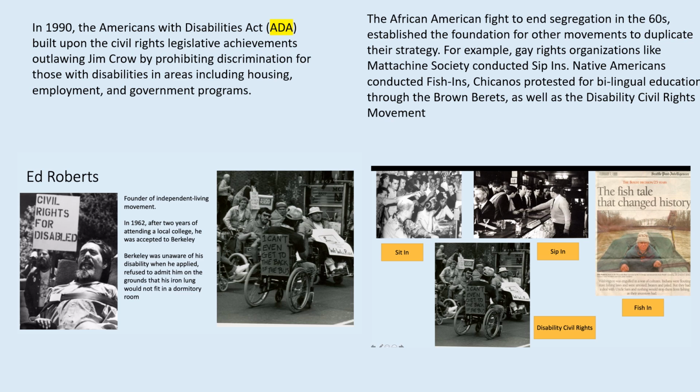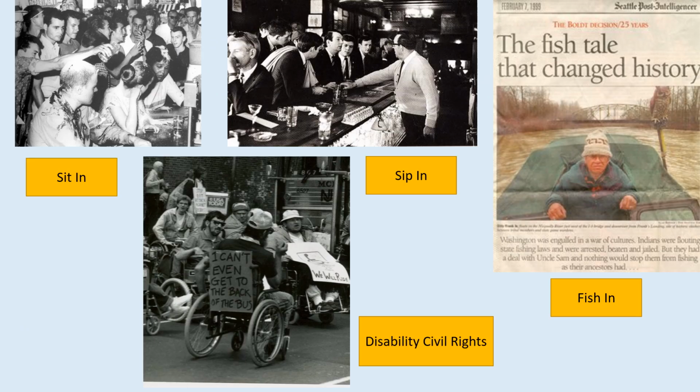The AP framework also mentions a connection between the Civil Rights Movement and the ADA, the Americans with Disability Act. One of the things you want to think about here is that the Black Civil Rights Movement in the 1960s influences other groups. And those other groups tried to look at their circumstances and make changes. Here we have the sit-ins, sip-ins, and the fish-ins. Now, as we zoom into that slide, we get a bigger picture.